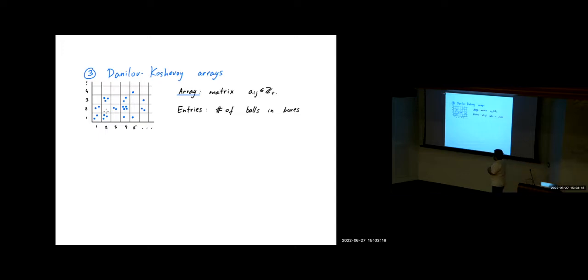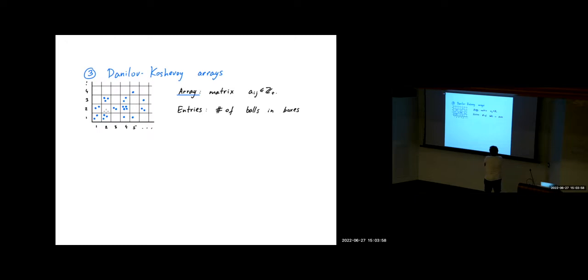Okay, let me tell you about the arrays. An array is just a matrix with non-negative integer entries, which is usually written according to Danilov and Koshevoy in a slightly unusual way. You just number the entries as they define in the first quadrant, so like 1, 2, 3, 5, and 1, 2, 3, 5 go up, not down as is usually the case with a matrix.